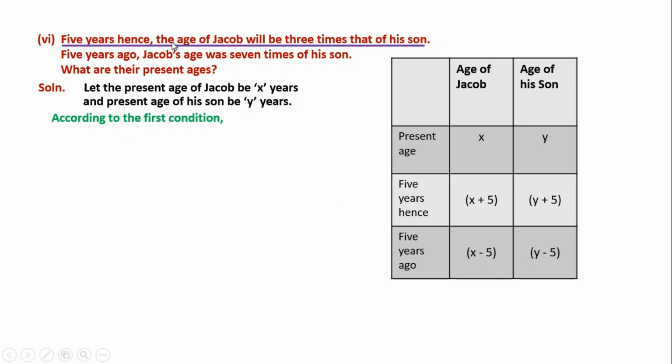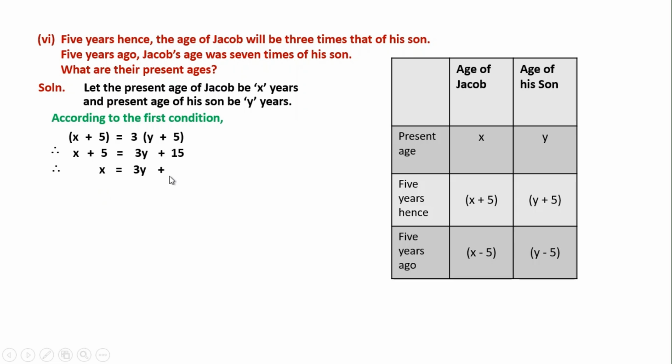So according to the first condition, the age of Jacob will be 3 times that of his son. 5 years hence means this one. So Jacob's age is x plus 5, so x plus 5 is equal to 3 times y plus 5. This is the first equation. Now simplify it. x plus 5 is equal to 3y plus 15. Then x is equal to 3y plus 15 minus 5, that is 3y plus 10. So this is equation number 1.